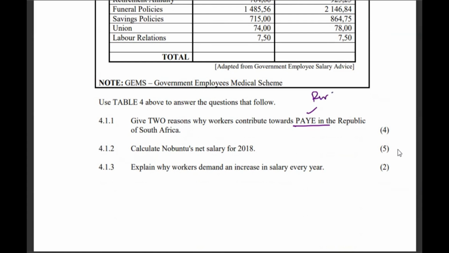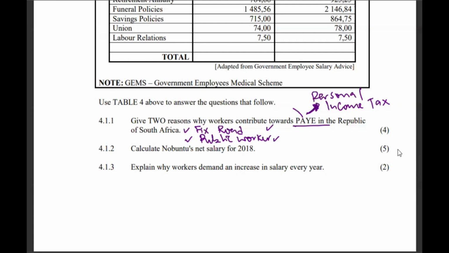Why is it called personal what? Personal income tax. In full it's Pay As You Earn, but the other name is personal income tax. So they're asking you, why would someone pay tax? For the government to fix what? To fix the roads. You can say that. For the government to pay the public workers, to fix hospitals, to build schools. You talk of such. Okay, question number 5.